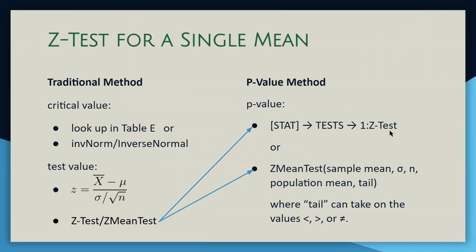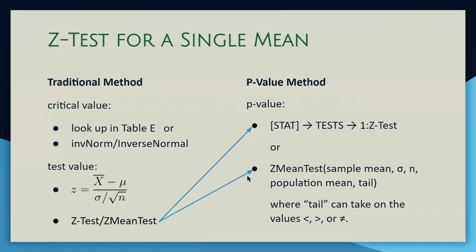So notes, if you're doing the traditional method, your critical value is coming from table E or inverse normal. We're using a z-test. And your test value is coming from that z-score formula or from a calculator using the z-test or z-mean test function call. And you'll notice those function calls that are listed under the traditional method for finding that test value are the same function calls you're using over in the p-value method to find your p-value. So those function calls are going to spit out both.